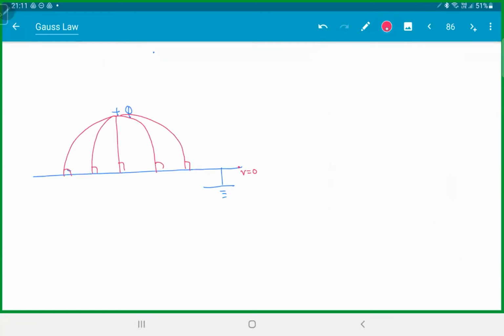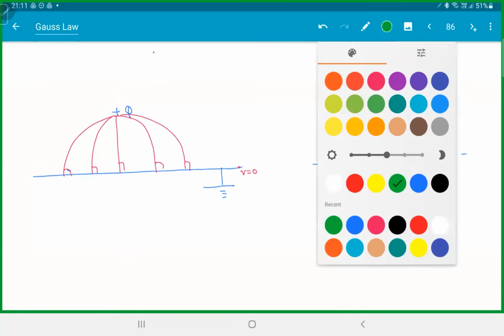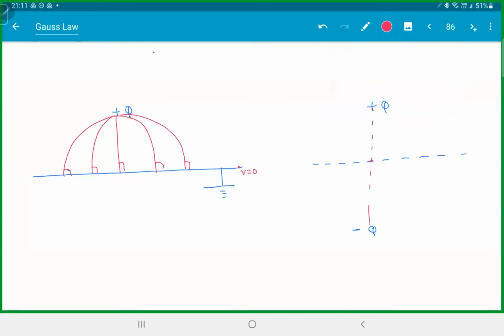Now you'll observe something. This looks similar to if you have a plus Q and a minus Q, exactly in the center. What is the potential at the center? If you have a plus Q and minus Q, what is the potential at the center? 0, right? Because potential is a scalar. It means this entire dotted line is 0. This entire line is also 0 because it is equipotential. So if you draw its field lines, you will observe the field lines will look exactly identical. Isn't it?